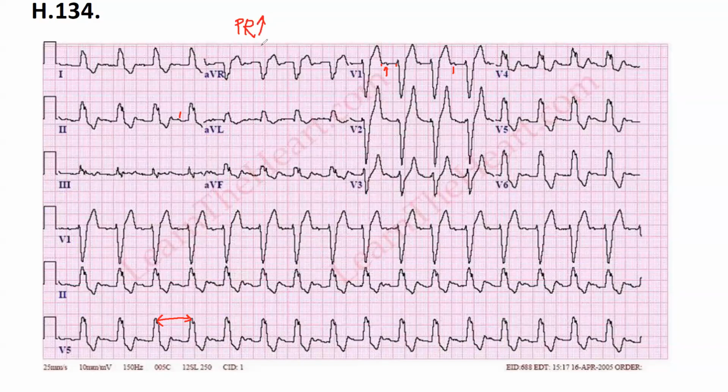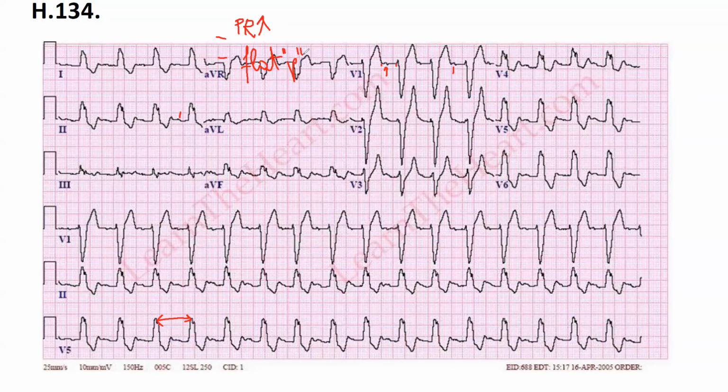So that indicates, long PR and flat P. Yes, we do have a flat P. A long PR again, that's an AV block. The first degree AV block, yes. Every P is followed by a QRS, but that's it.